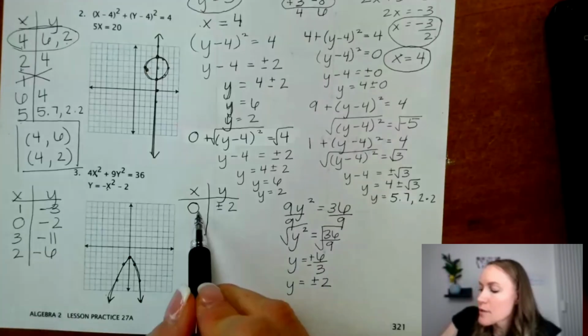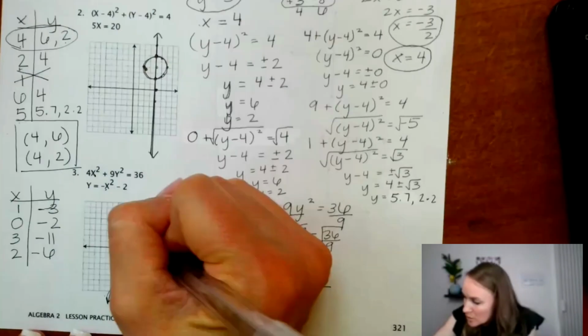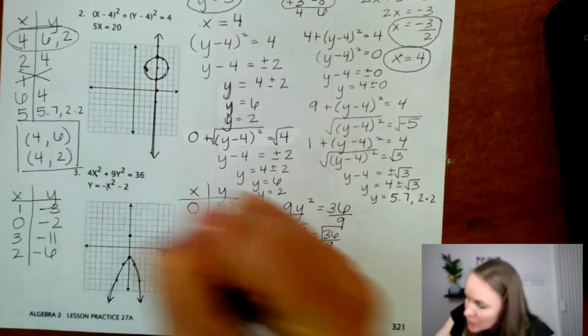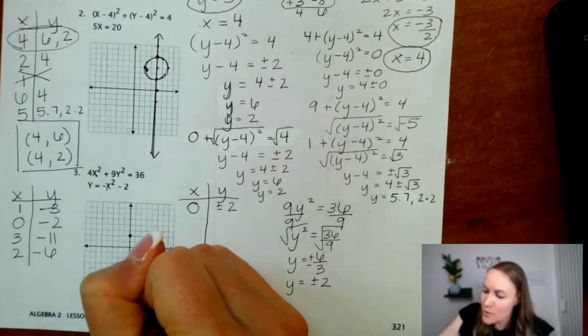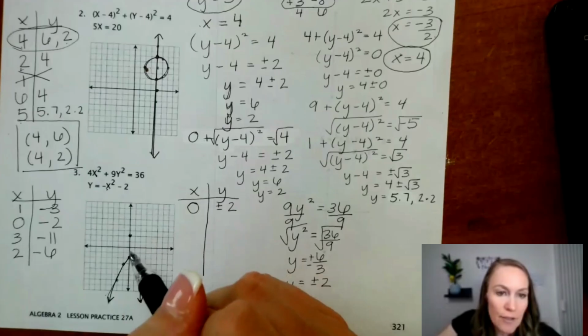So I can graph the point 0, 2 and 0, negative 2. So 0, 2, 0, negative 2. Ooh, look. So that is going to be our solution because it intersects that. That's where it intersects the parabola. So great. So now let's go ahead.